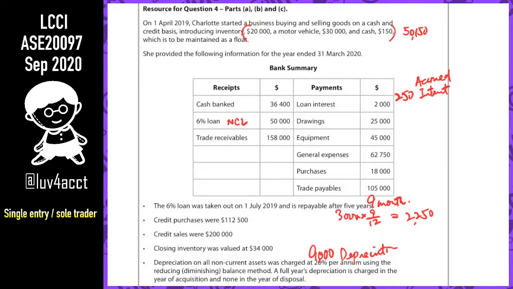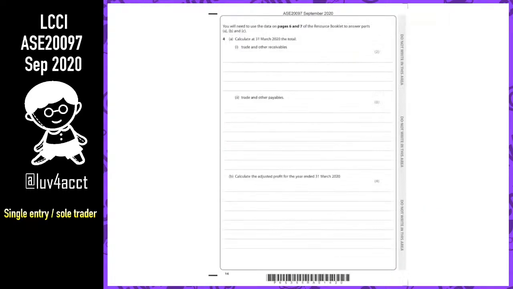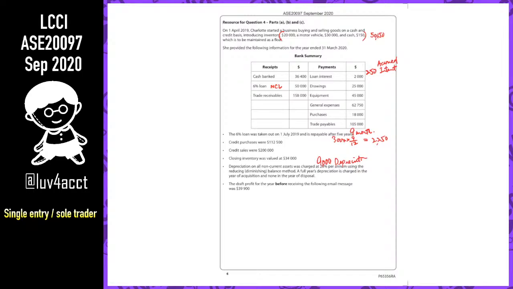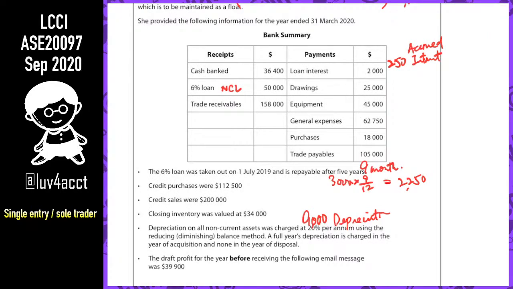So let us deal with trade and other receivables, trade and other payables. We have to look at the interest as well. So let us calculate the closing bank balance first. The closing bank balance, of course, is all the receipts added together minus all the payments.